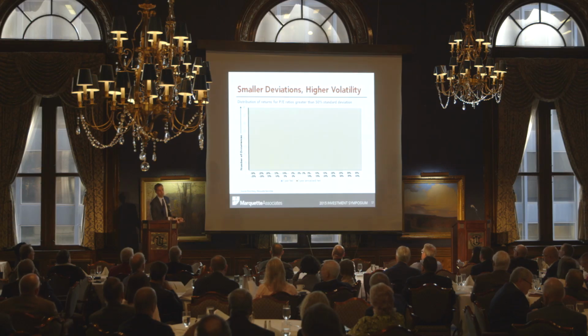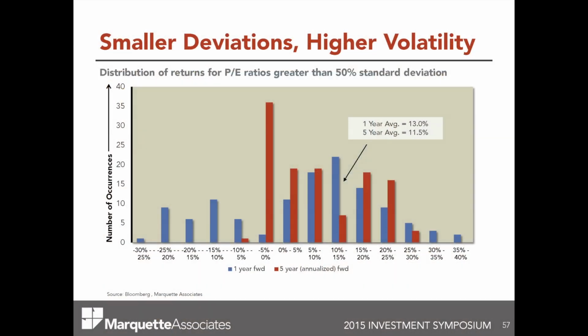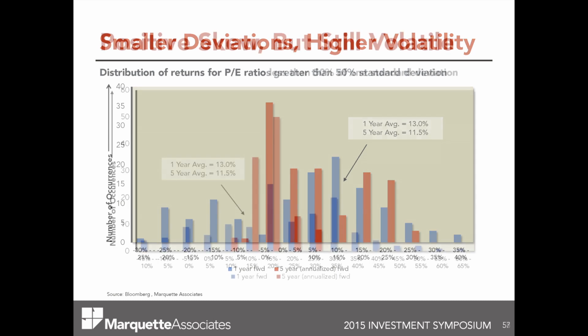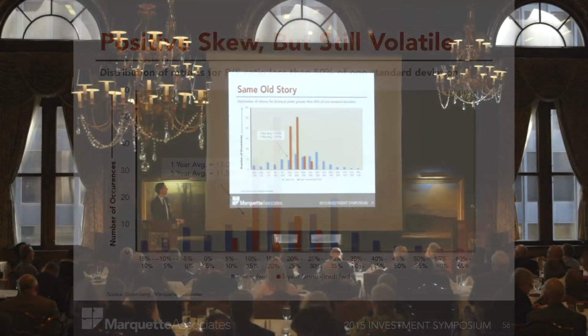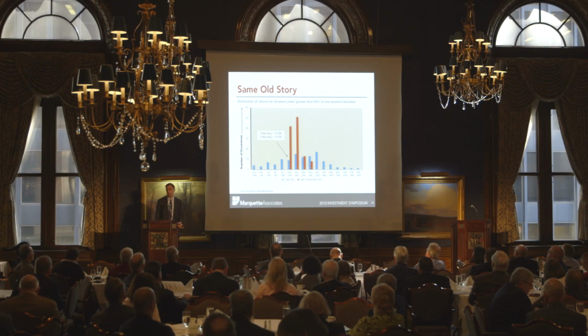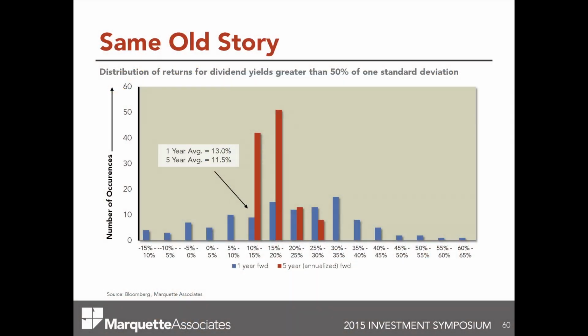So this is for a marginally expensive stock market. So there's your 5-year, there's your 1 year, and there's your average. Here's PE ratio marginally cheap, and then we're going to look at dividend yield as well. So same old story, okay? So I think we've reached conclusions more or less on trying to use these metrics to make tactical decisions.